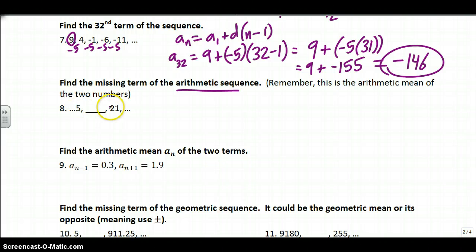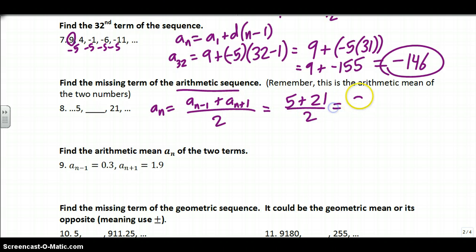Well, to find the missing term of an arithmetic sequence, you take the two terms around it and find their average. Okay? The formula looks something like this on your test. And this formula will be on there. You basically take the previous term plus the next term and divide by 2. So I take 5 plus 21, divide by 2. So it'll be 13. Check. And you can always check it. 5 plus 8 gives you 13, plus another 8 would give you 21.